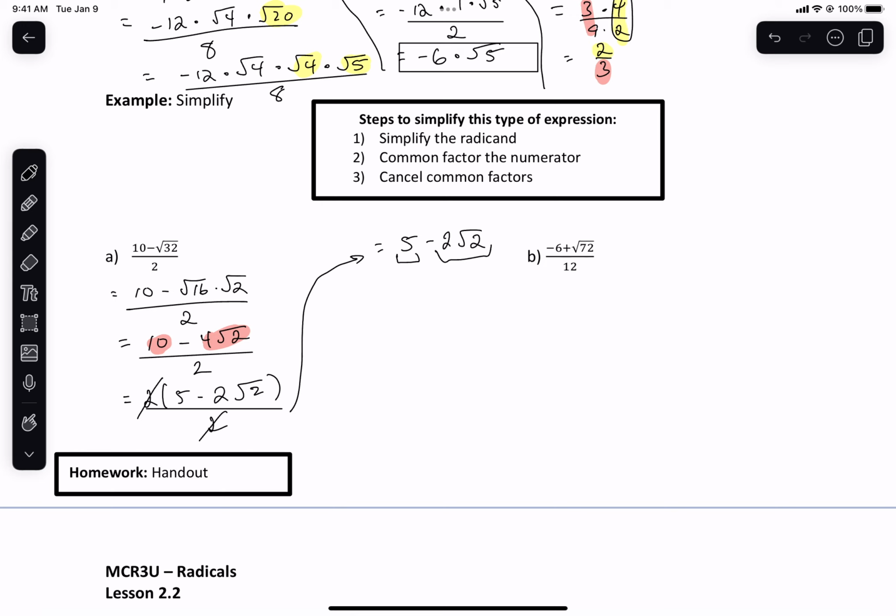Sonia? 36 and 2. Everyone agree? 36 times 2 is 72. So if I go -6 plus root 36 times root 2, and you recall, I always write the thing that's square rootable before the thing that is not, so that it doesn't look funny. I hope everybody would agree that that looks funny.